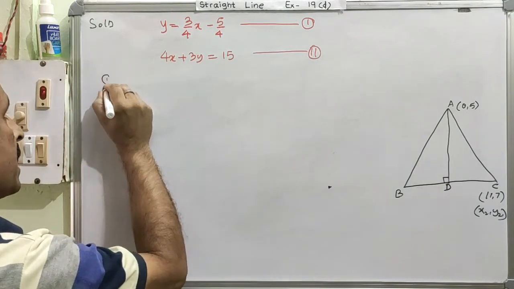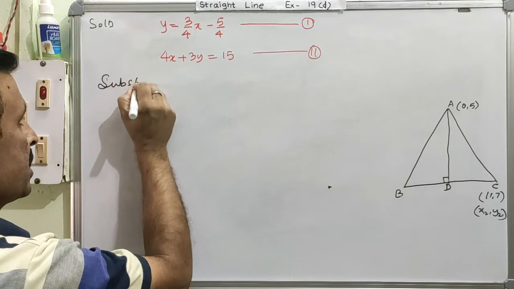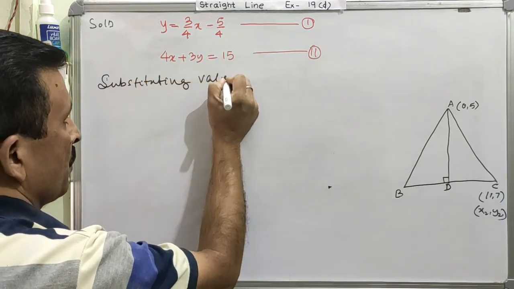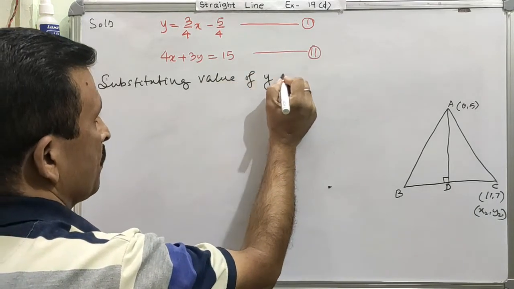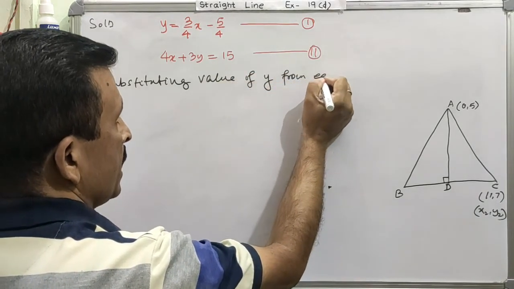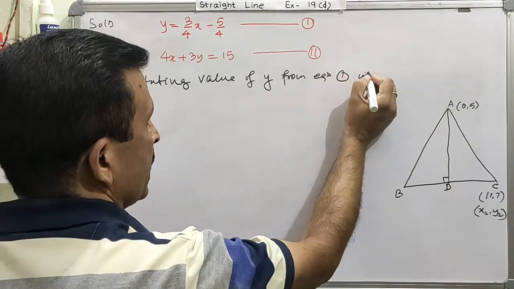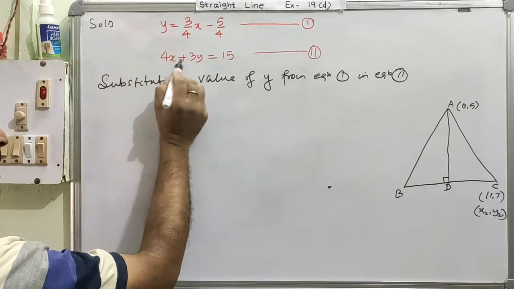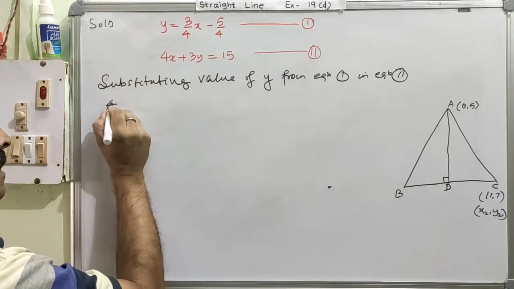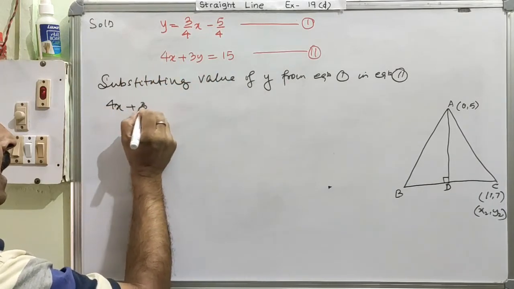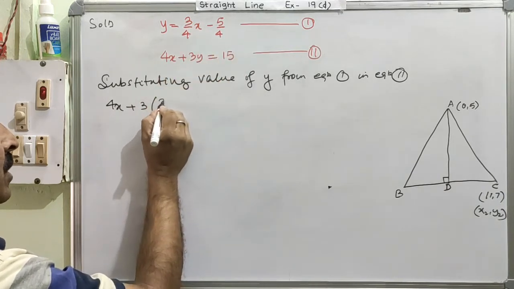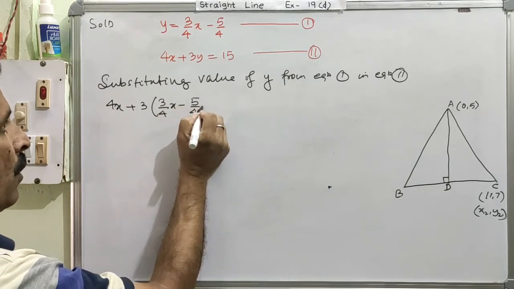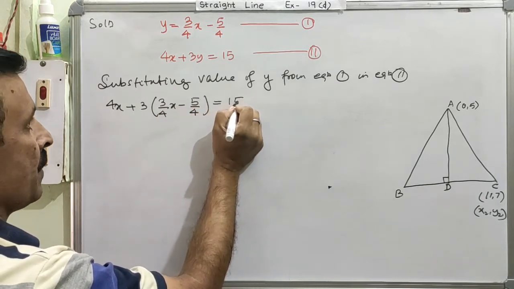So we'll say substituting value of y from equation 1 in equation 2. So let us put the value of y in this equation number 2. So 4x plus 3, and for y we will write this. So 3 over 4x minus 5 over 4 is equal to 15.